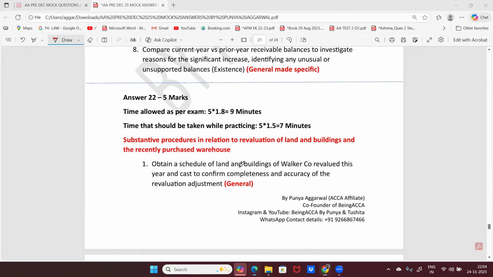Okay. So it was a 5 marker. Oh, it's not a 5 marker. It's a 6 marker. Sorry. So technically you should be done in 9 to 10 minutes in the exam, but right now when we are practicing, 7 to 8 minutes is the maximum that you should take for these types of questions. All right. Okay.